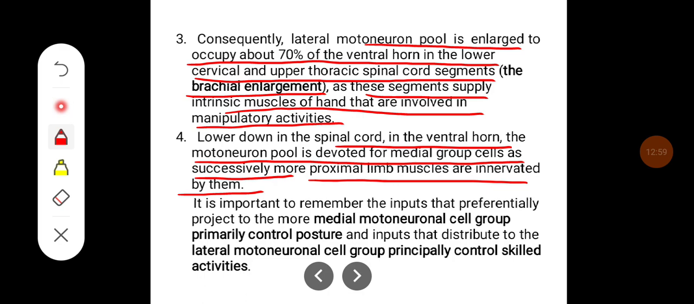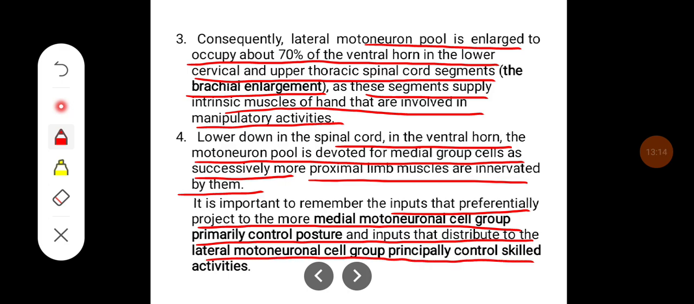It is important to remember that inputs that preferentially project to the more medial motor neuronal cell group primarily control posture, and inputs that distribute to the lateral motor neuronal cell group principally control skilled activities.